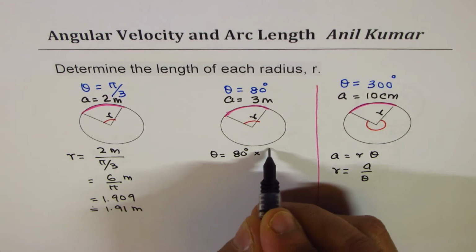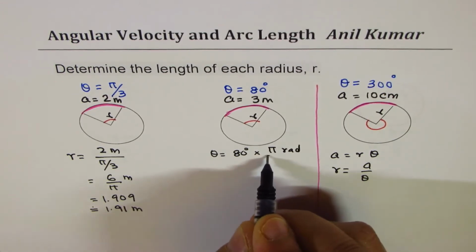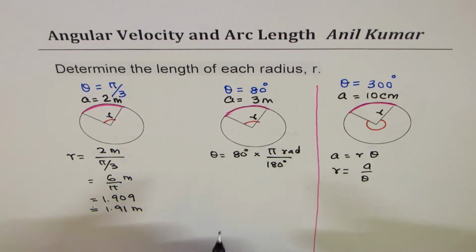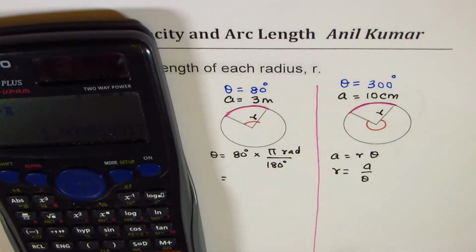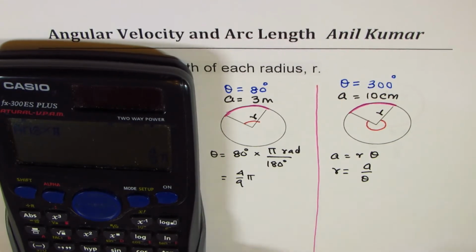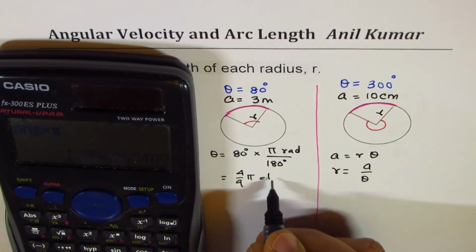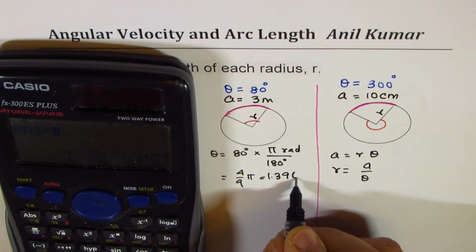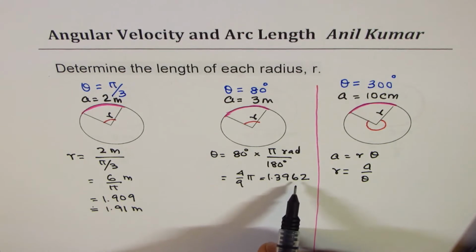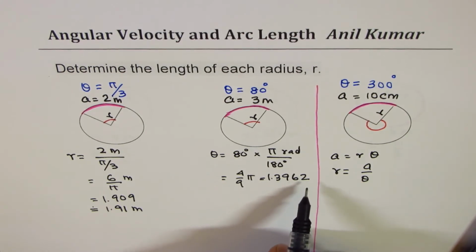How will you do it? Multiply by pi radians and divide it by 180 degrees. So degree will cancel. You're left with units, radians, correct? So let's do it. We'll divide 80 by 180 and then multiply by pi to get the answer, which is 4/9 pi, and in decimals it is 1.3962 whatever, right? So that is the angle in radians.